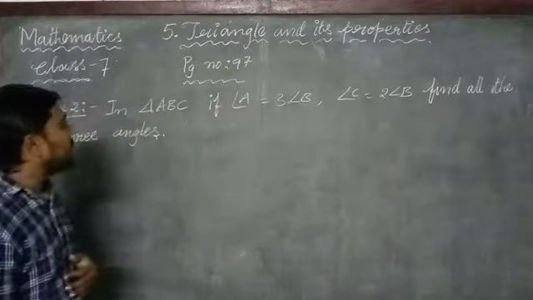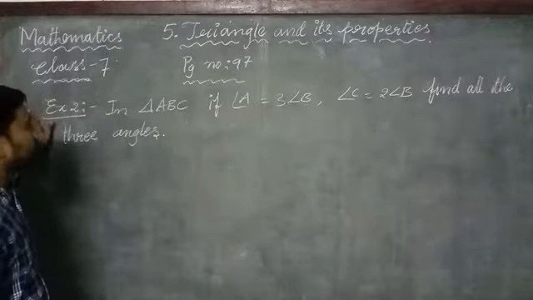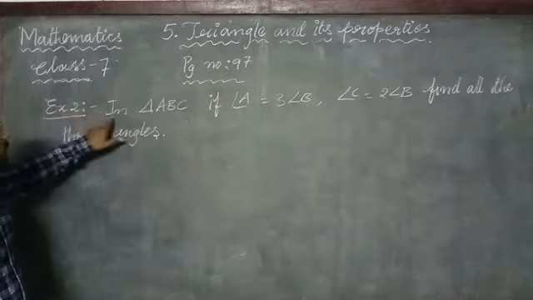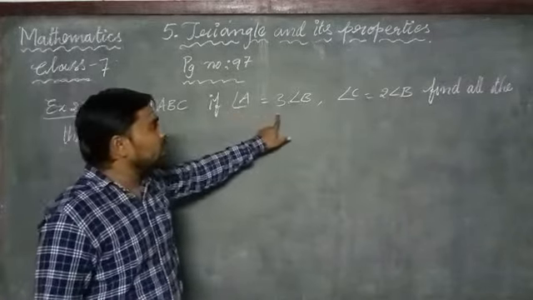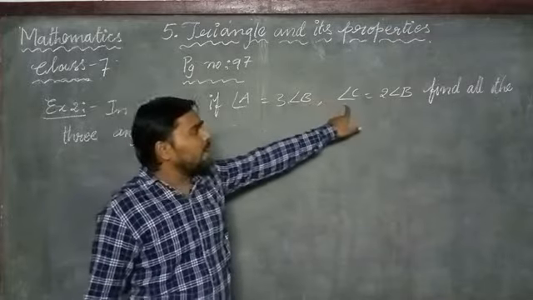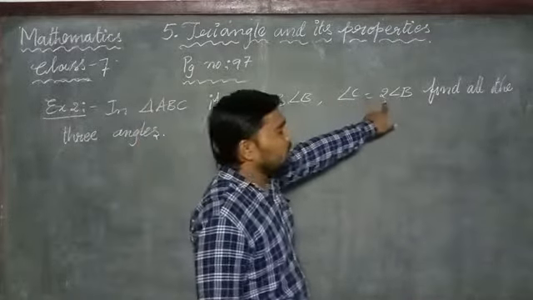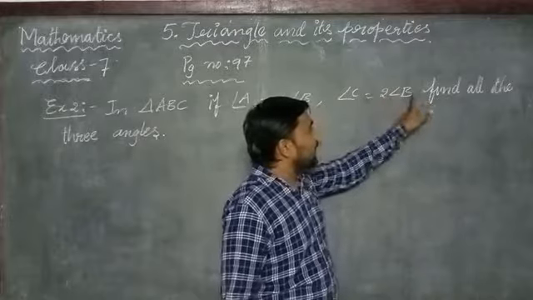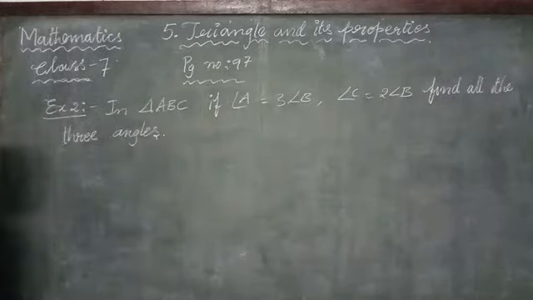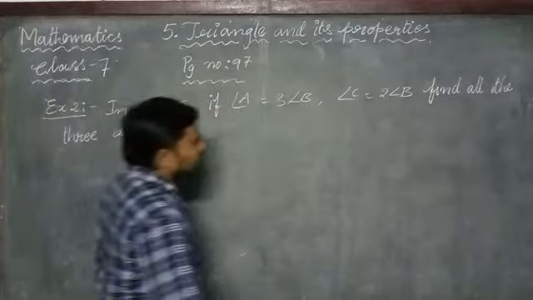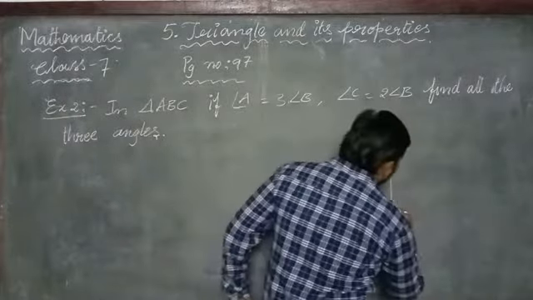Okay. On page number 97, the example 2. The given problem is: in triangle ABC, if angle A equals 3 angle B, and angle C equals 2 angle B, then find all the three angles in a triangle. Okay, now let us draw the triangle ABC.